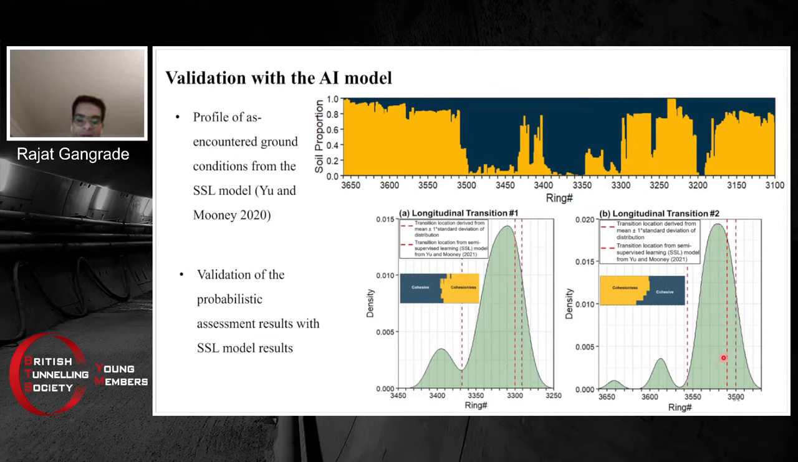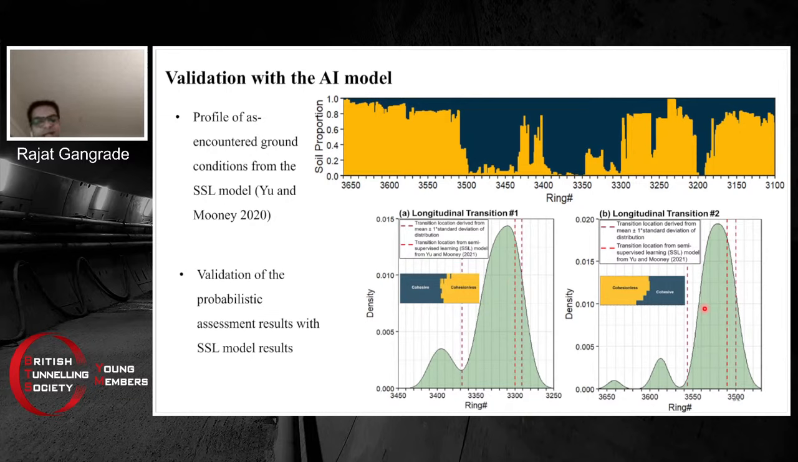So the first validation was obviously using the actual machine data. Then the second validation was using another model that was capable of capturing the as-encountered material. And this was just a brief overview of how the geostatistical models can be validated.